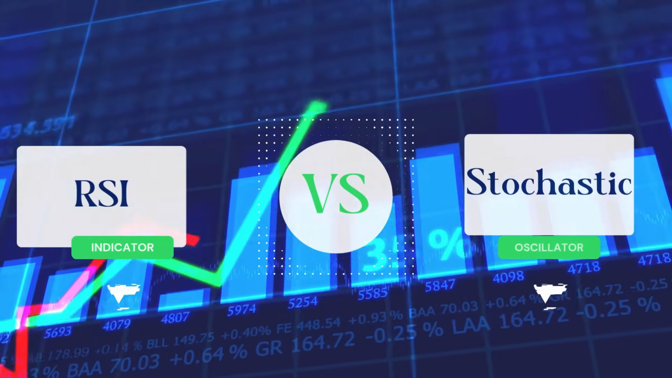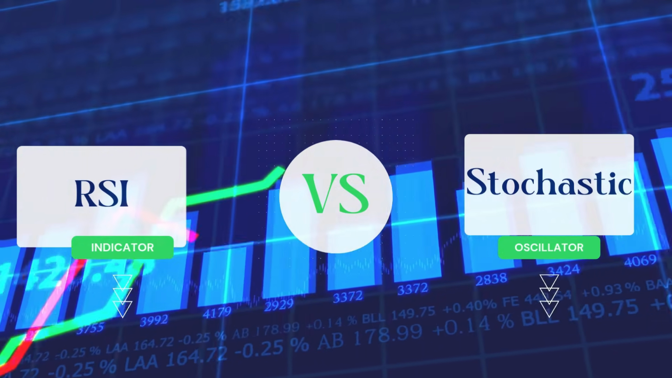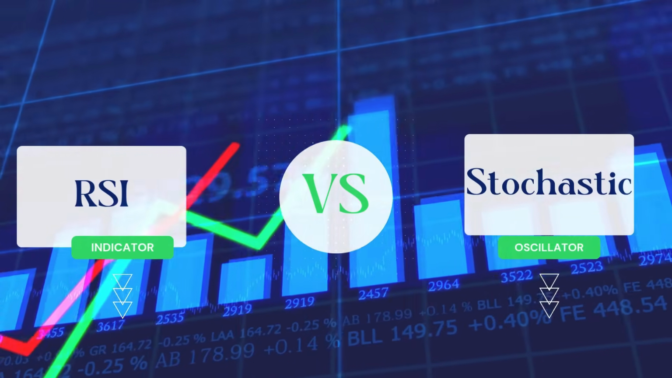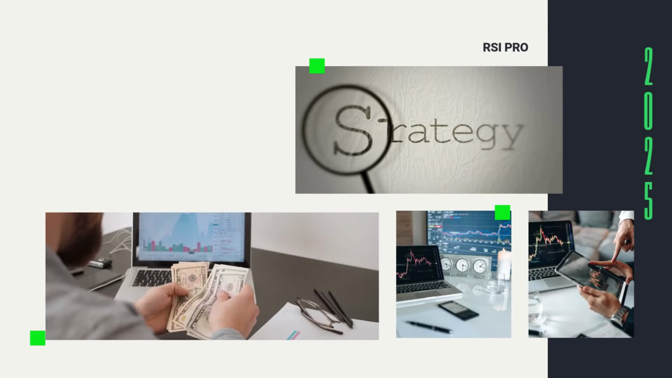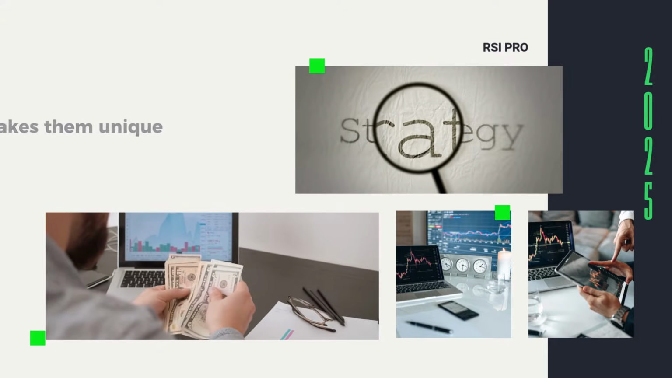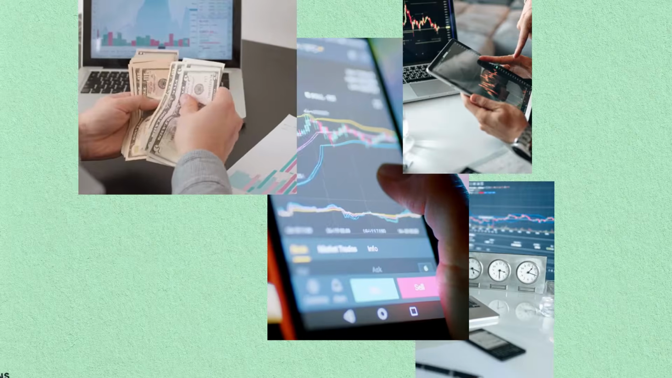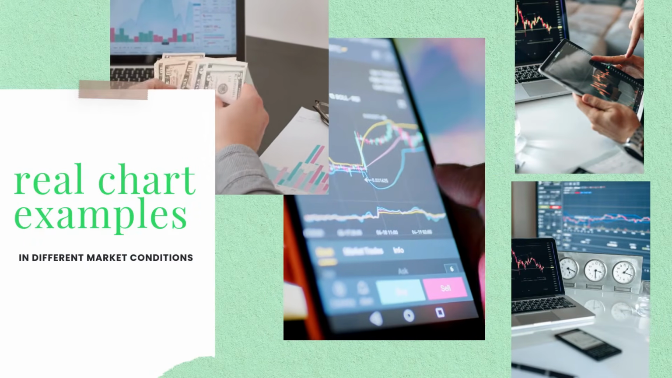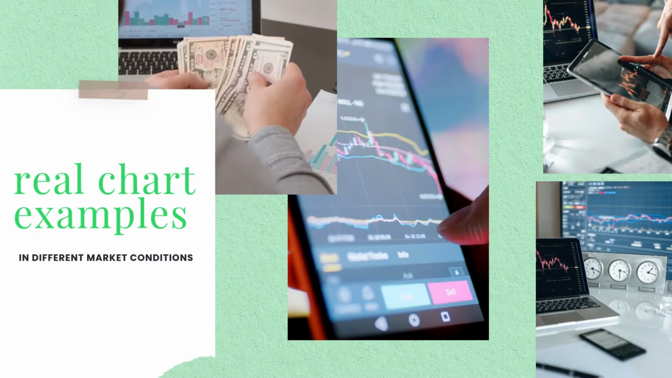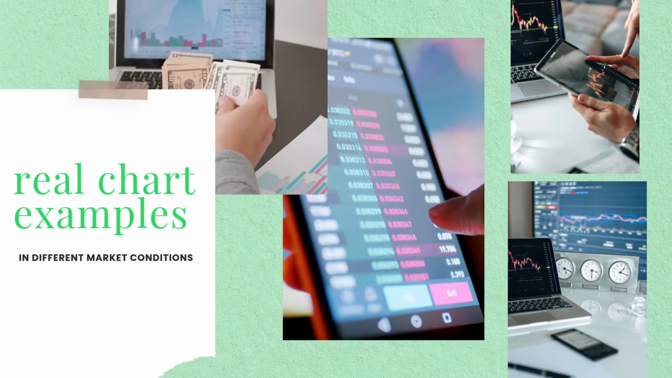Is RSI better than the stochastic oscillator when it comes to spotting price reversals? Many traders ask this, and today, we're breaking it down. In this video, we'll explore how each indicator works, what makes them unique, and when to trust one over the other. I'll walk you through real chart examples to show how they perform in different market conditions. By the end, you'll know which one fits your style, or how using both can improve your strategy.